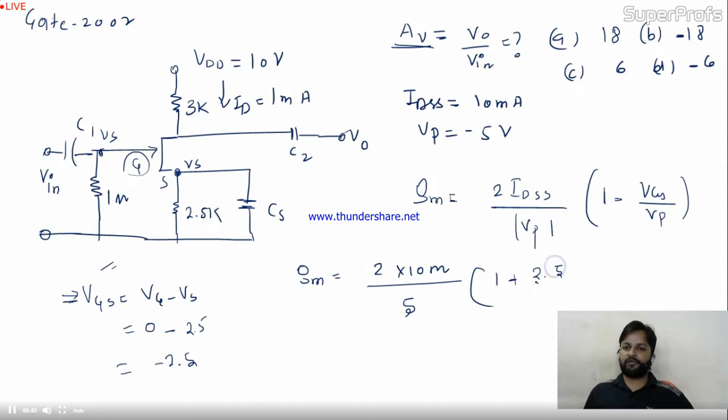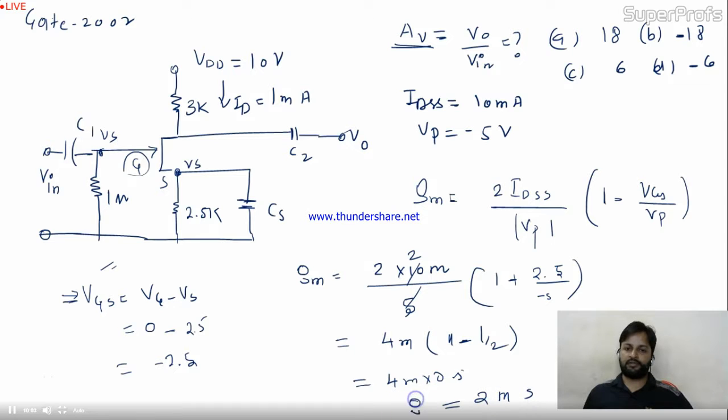So it will be 2.5 and VP is minus 5, like this. So it will be 2 times 4 milli, 1 minus, this is half. So this is 4 milli into half. So it is 2 millisiemens. This is your GM. Now you calculated GM. Now come to the AV.